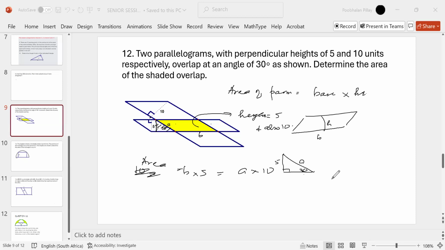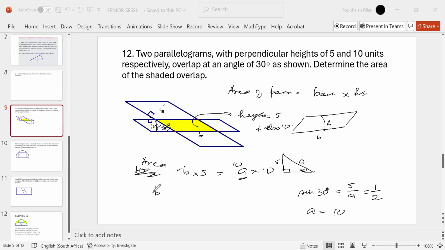And now, if you use your trigonometry, you will see that sine of 30 degrees is opposite over hypotenuse, but sine of 30 degrees is a half. You should know that. So that tells you 5 over A is 1 over 2. If you cross multiply, A times 1 is equal to 5 times 2. So A is equal to 10.